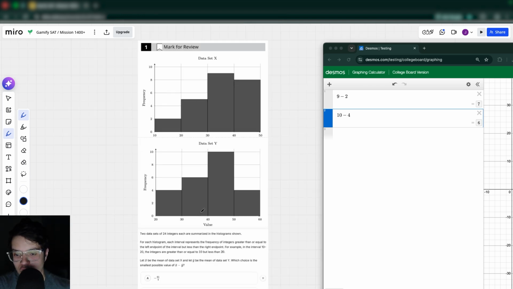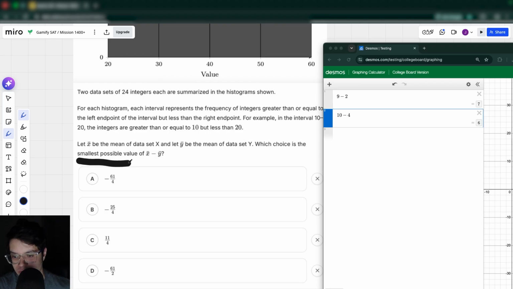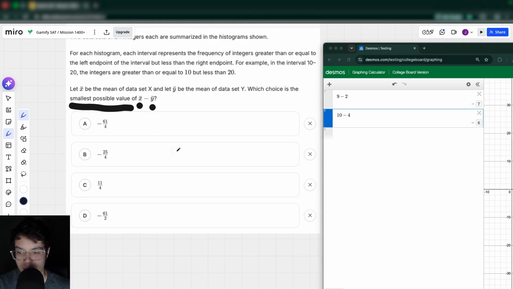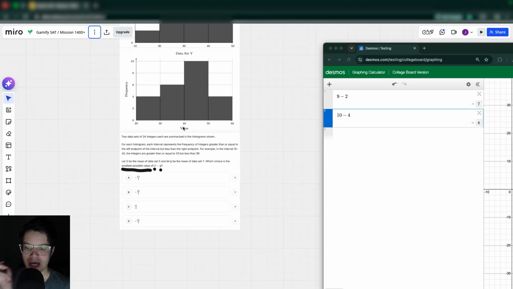Okay, so what can we do here? In order to make it the smallest possible value we need to make sure that x is really, really small and y is really, really big. Think about this for a second. If x is something like 2 and y is 1, that's going to have a much smaller difference than if x was equal to 5. So we want x to be as small as possible and y to be as big as possible. How could that be the case?